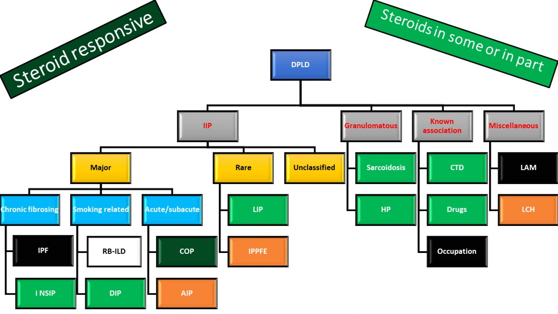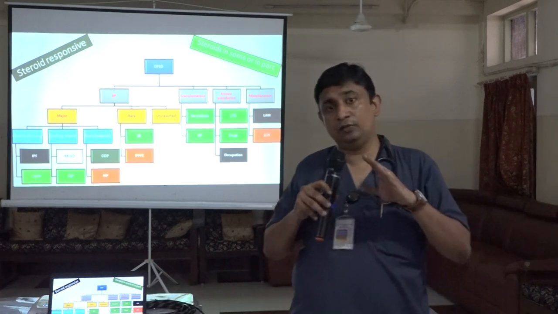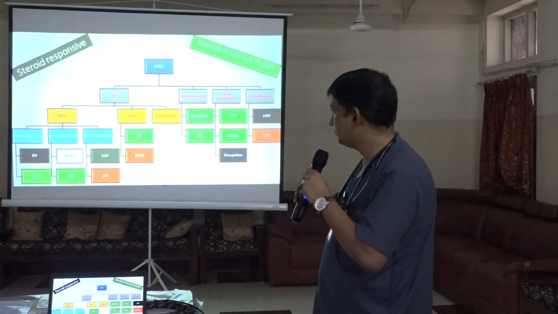Sarcoidosis, of course. The reason I put these in light green is because if you look at CTD and all that, they don't completely respond to steroids, compared to COP. But diseases like sarcoid, not everyone requires steroids. They are responsive, but not everyone requires steroids. We'll come to it when we deal with sarcoidosis. And so is HP. Not everyone responds. The role of steroids is not well established as compared to other DPLDs.